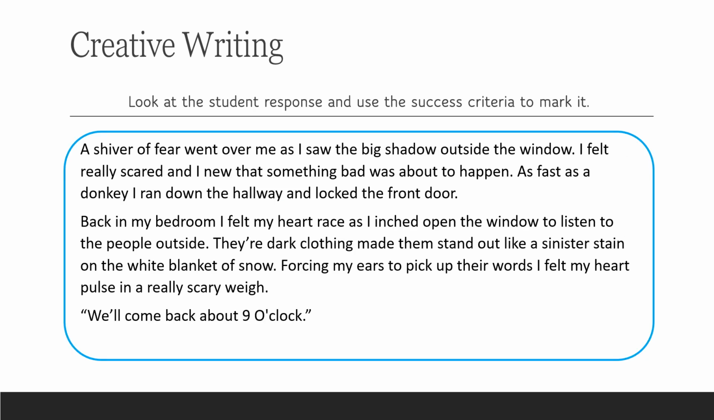Look at the student response and use the success criteria to mark it. So this is the same response that we're thinking about, where someone has actually been inspired by something they've seen and they've tried to write their own creative response.